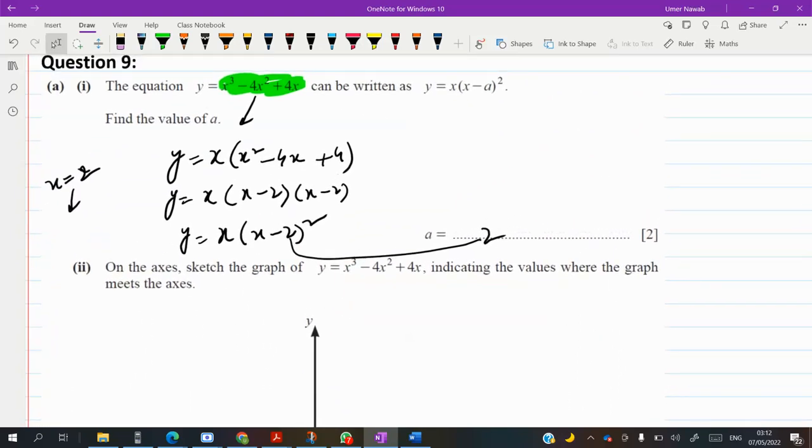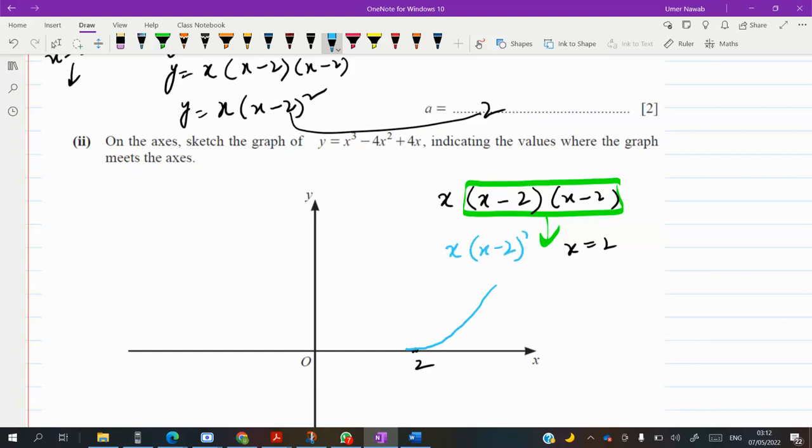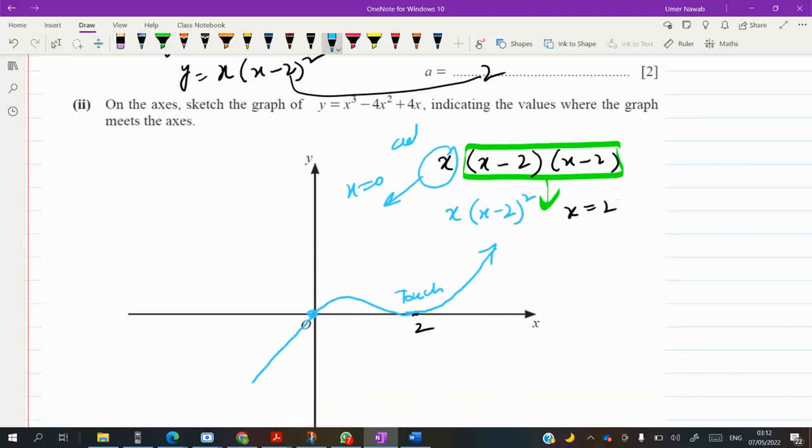Since we have three factors here, x, x minus 2, and x minus 2, x minus 2 is a repeated factor. It gives you x is equal to 2. So the graph comes from here. It will touch because these are repeated factors. When there is a repeated factor, the graph will touch. And also this will be x is equal to 0. The graph goes up and cuts at 0. So imagine the graph cuts at the origin and it is touching at 2. So touching at 2 and cutting at 0. So this is the sketch we have.